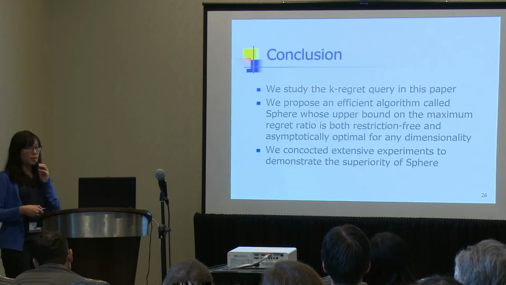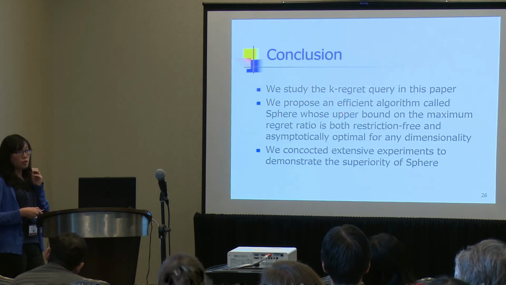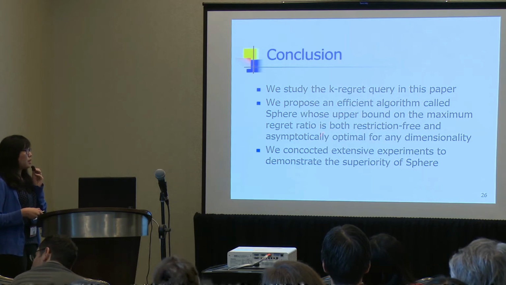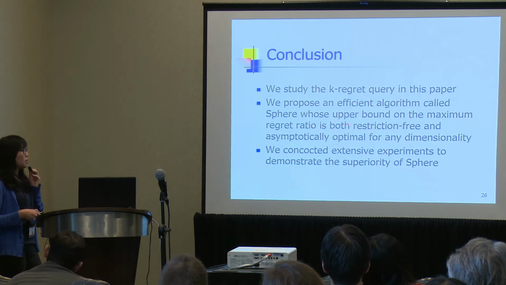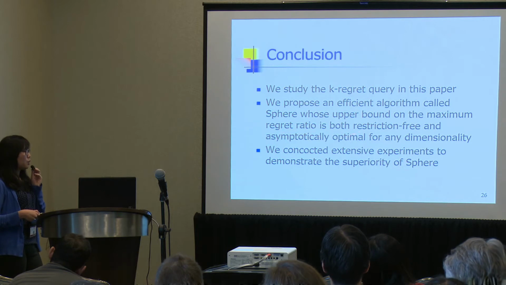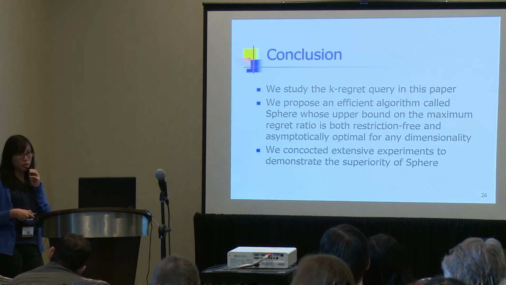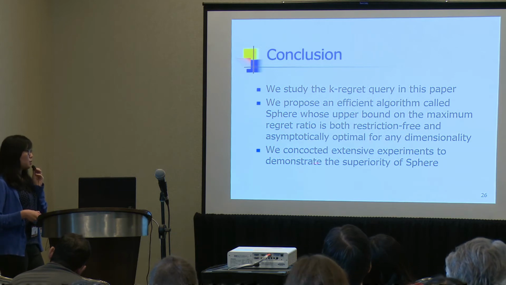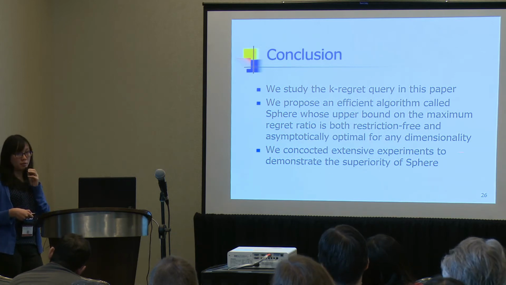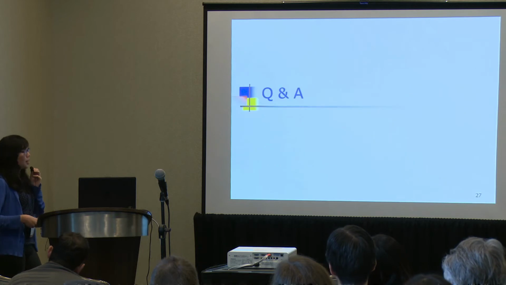Let me conclude my presentation. We introduced the k-regret query, and we propose an efficient algorithm called Sphere whose upper bound on the maximum regret ratio is both restriction-free and asymptotically optimal for any dimensionality. And we conduct experiments to show the superiority of our Sphere algorithm. Thank you. Any questions?